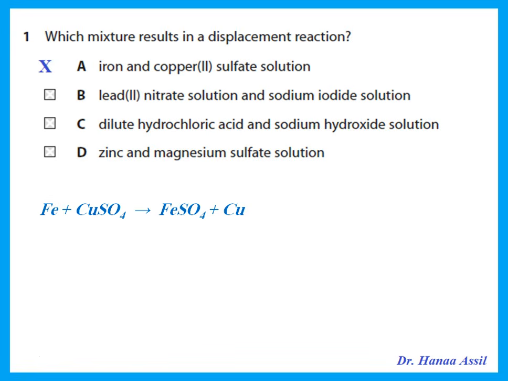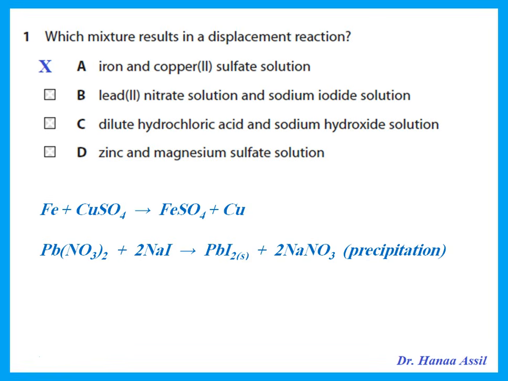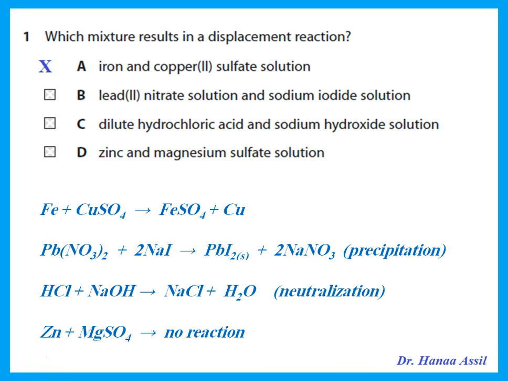Now let's check the rest. Lead nitrate and sodium iodide. If I react lead nitrate with sodium iodide, remember that lead nitrate is the test for halides. So when we add it to an iodide, it gives a yellow precipitate. This is called precipitation reaction. Dilute HCl with sodium hydroxide. Well, this is acid plus base to give salt plus water. This is neutralization reaction.